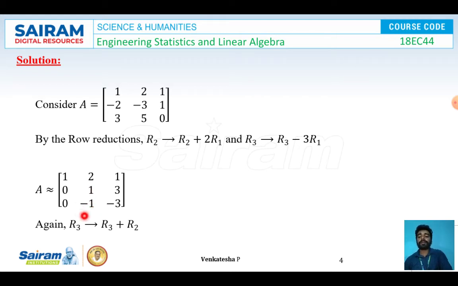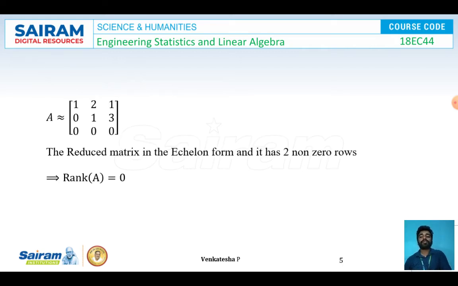So for this purpose, I'm going to add this R3 with R2 row. So that is R3 implies that R3 plus R2. So the matrix will become A is equal to 1, 2, 1, 0, 1, 3, 0, 0, 0. I got it. And we can note that this matrix has two non-zero rows, and the first entry of the non-zero row is 1, and these two will be called pivot numbers, and the rank of this matrix will be equal to 2.